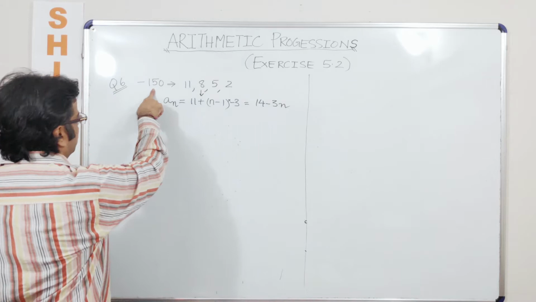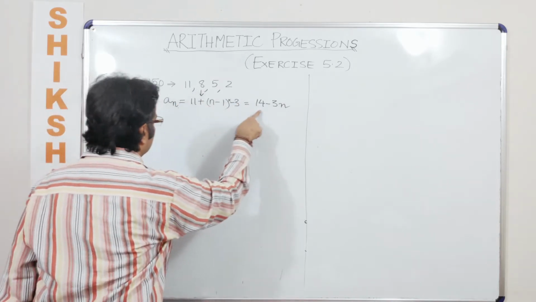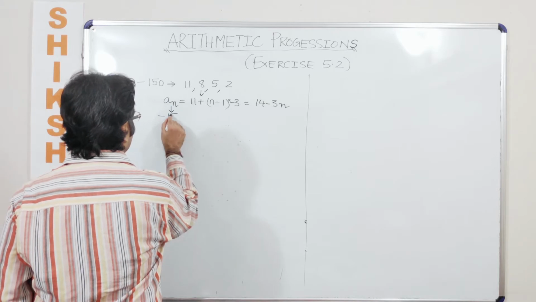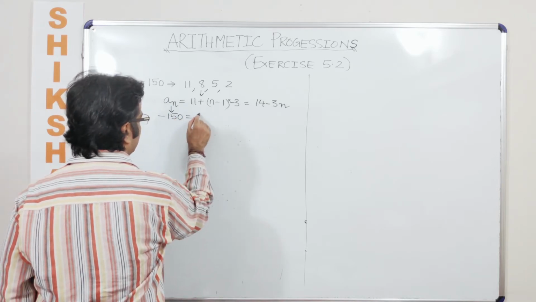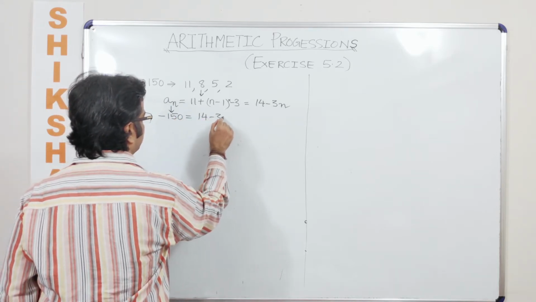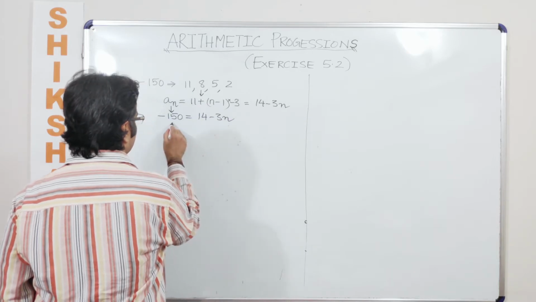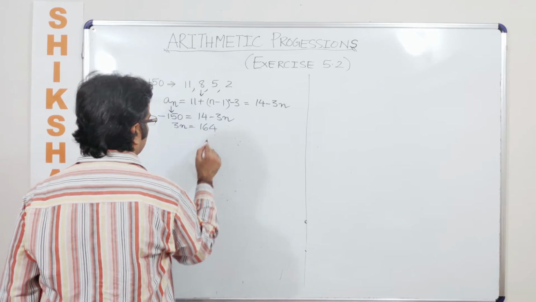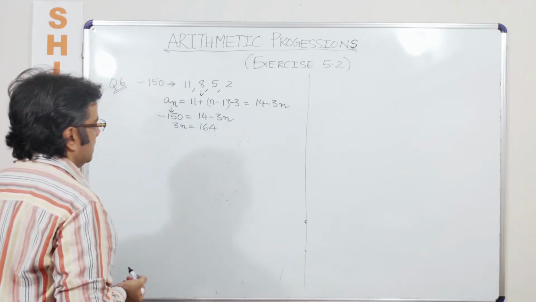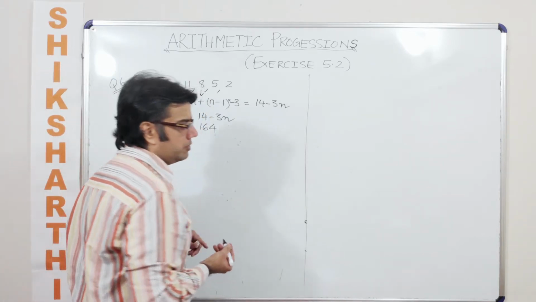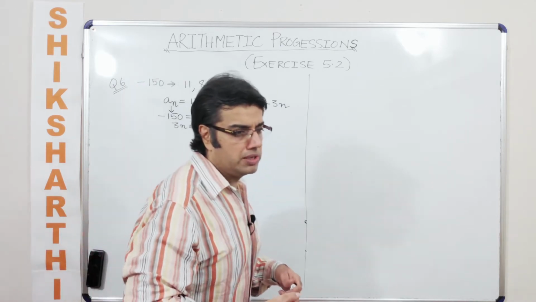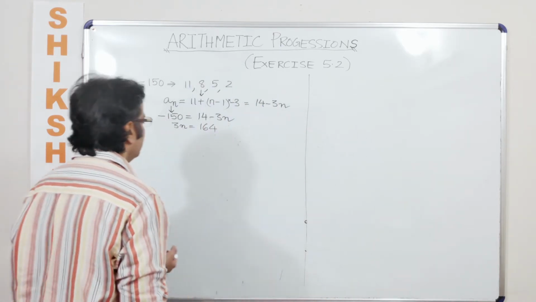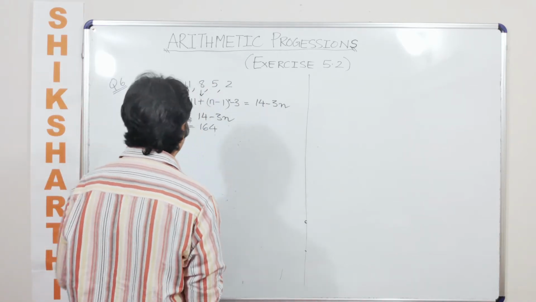Now they are interested in knowing whether this term belongs to this series or not. For this, you just need to put the value of an as minus 150 and then check it out. So can we say this is nothing but 3n is equal to 164? Now you know that the number of terms has to be a natural number because the number of terms is a count. You cannot get the value of n which is not a natural number.